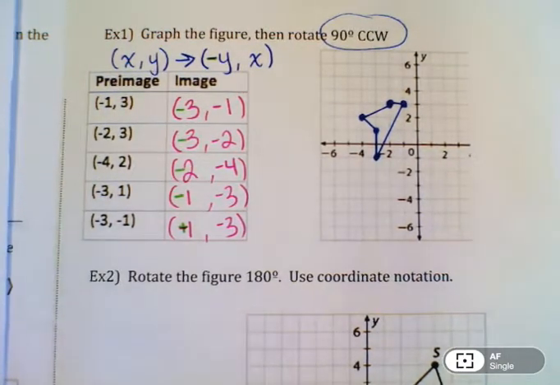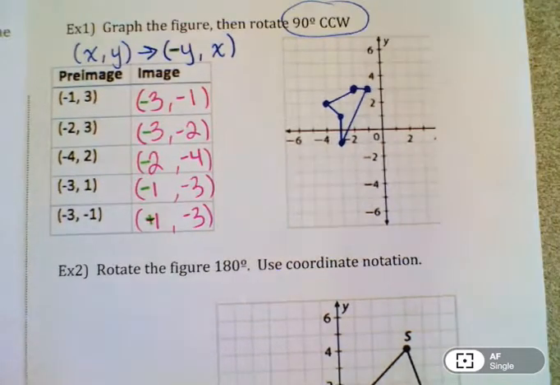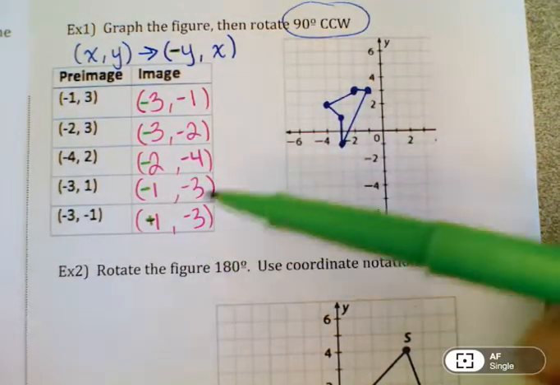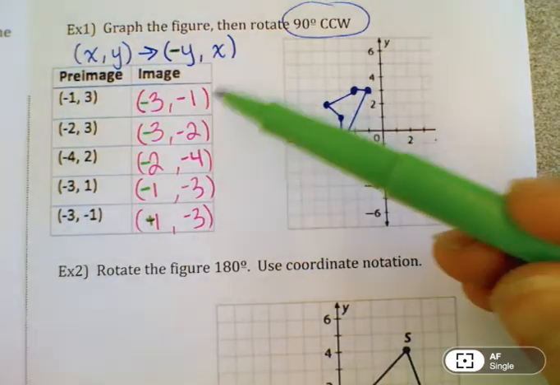Okay, let's plot them and see what happened. You can do this, I'm going to do it again without talking through it, but as you plot these, connect them with lines as you go, and then don't forget to connect the last point back to your first point.